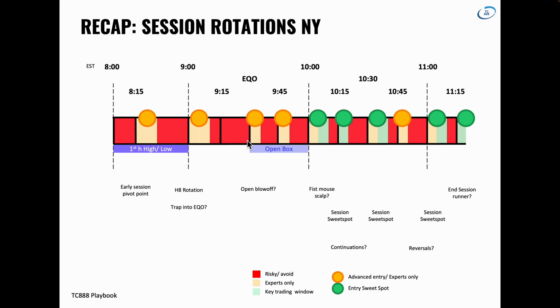So there is volume hitting the market. There's a 9:45 rotation that typically pivots in one direction, or very often, and then we get the 10 o'clock rotation. And this time period here, from equity open to 10 o'clock, this 30 minutes, I use for my open box approach. I will show you what that means.